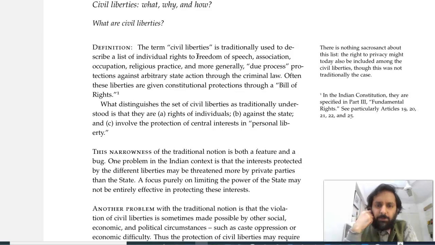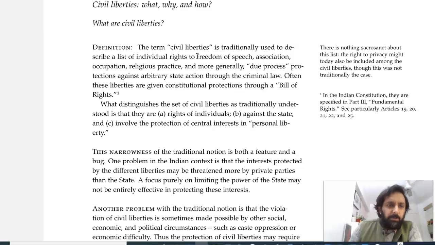It's important to see that the list is somewhat open ended. So, 100 years ago, perhaps the right to privacy wouldn't have been seen as a core civil liberty, but now I think it would.